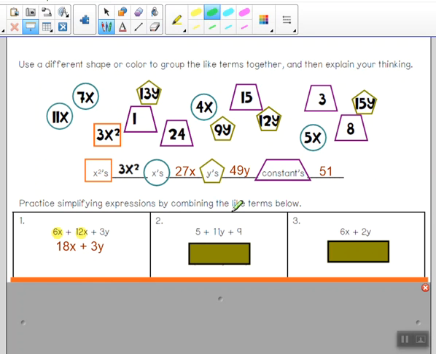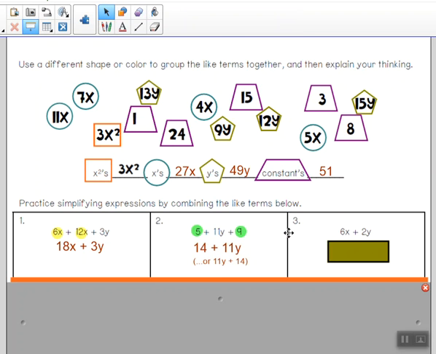Look at the next one. Let's look at that. I see a constant and I see another constant. So I can add those together and get 14. But the 11y I have to keep separate. So that's how I would simplify that one. 14 plus 11y.